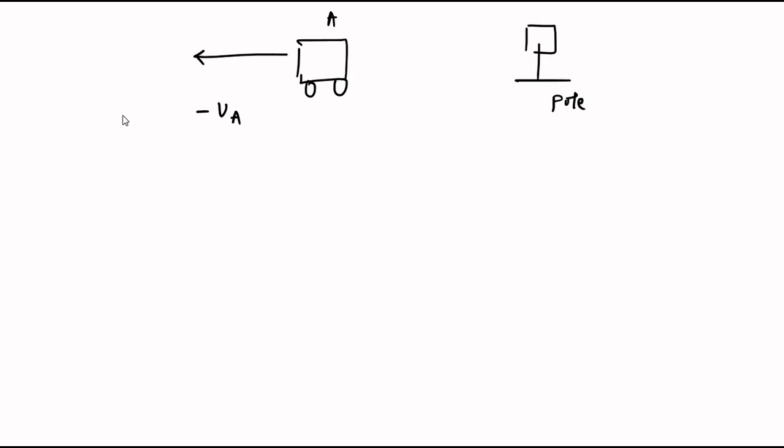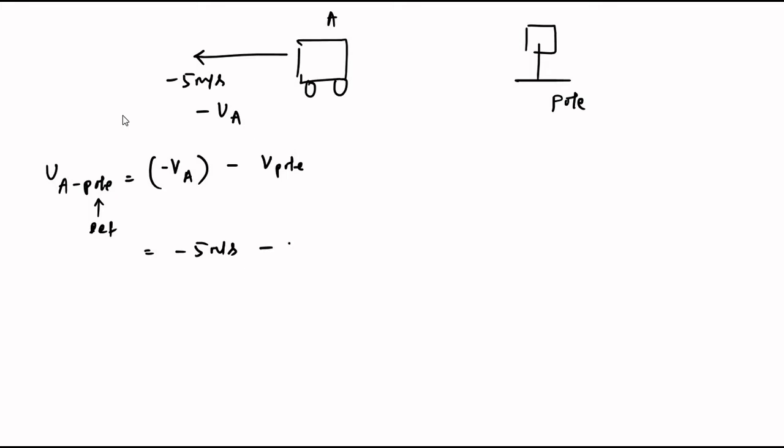So in this case, the velocity of the object A with respect to the pole, with pole as the reference, it will be minus VA minus V pole. So let's say it is the same, minus 5 meter per second. So it will be minus 5 meter per second minus 0 meter per second, because it is stationary, it will be minus 5 meter per second.